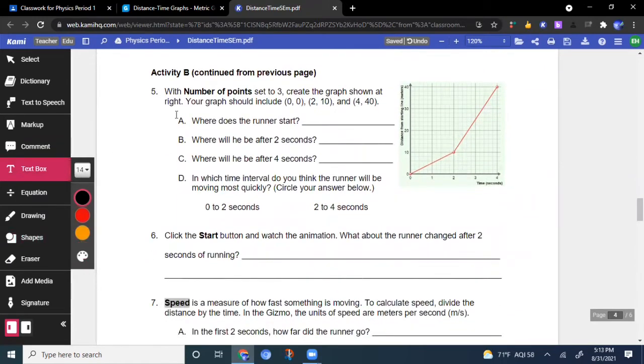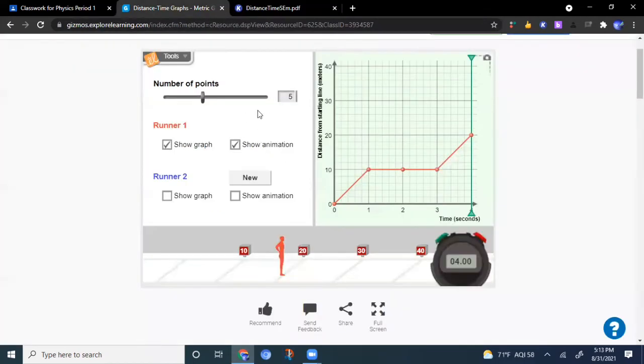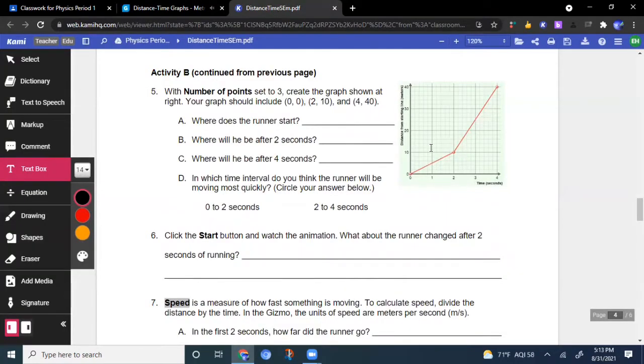Number 5, with the number of points set to 3, create the graph shown to the right. Well, here's what we're going to do. We're going to start at 0, 0. We're going to go to 2 seconds, 10, and then 4 seconds, 40. So set the number of points to 3: 0, 2 seconds, 10, and 4 seconds, 40. Reset. This is the graph on the image right here.